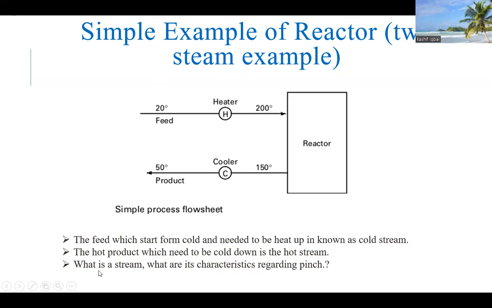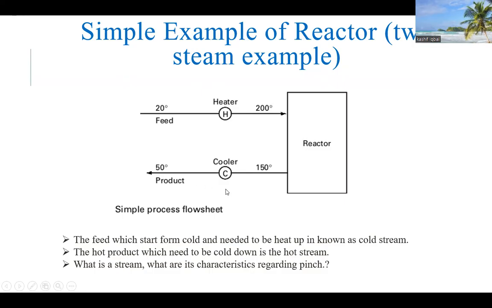So it is good to explain what a stream is in this case. Every feed, every stream which can heat up would be a cold stream, just like this one. This is a feed stream where the initial temperature is lower and the final temperature is higher. So this could be a cold stream, and the stream where the initial temperature is higher and the final temperature is lower could be the hot stream.